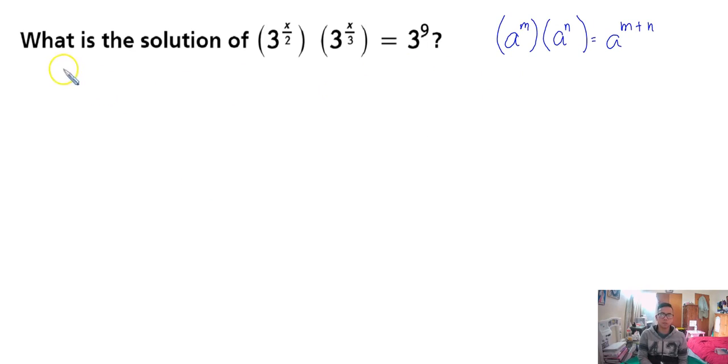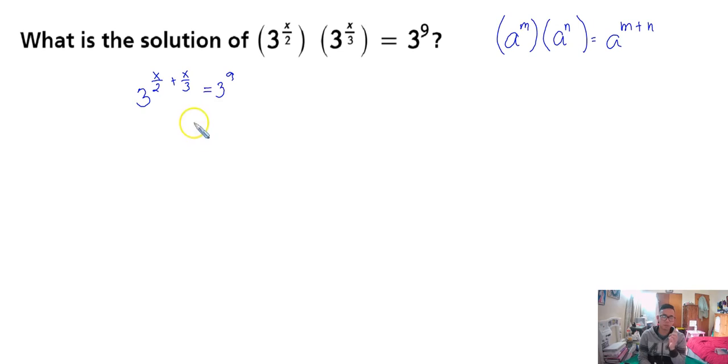So let's apply that rule in this example. What is the solution of 3 raised to x over 2 times 3 raised to x over 3 is equal to 3 raised to 9? So first, we use the product of powers rule. We copy the base, which is 3, and then we add the exponents, which is x over 2 plus x over 3, and that will be equal to 3 raised to 9.